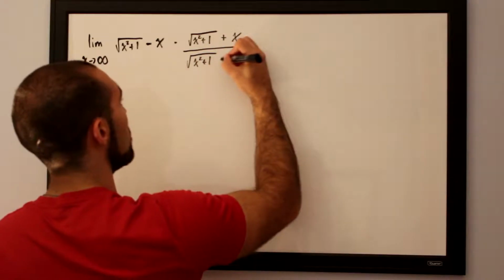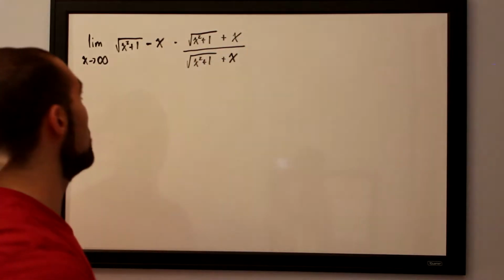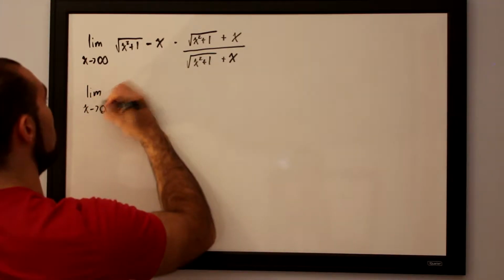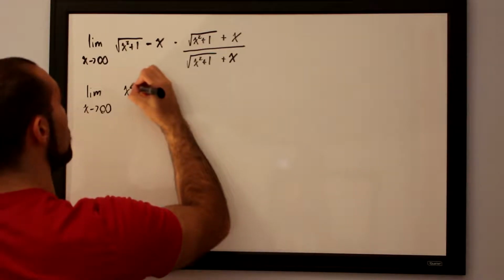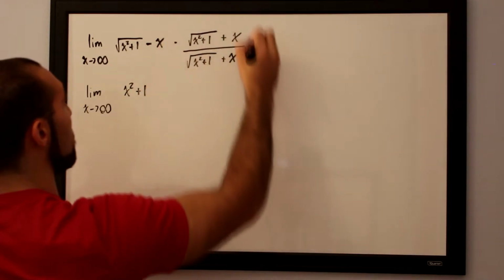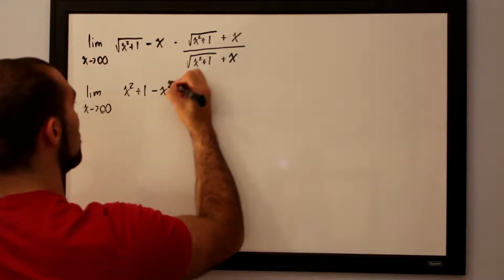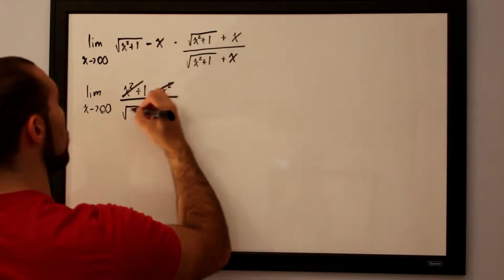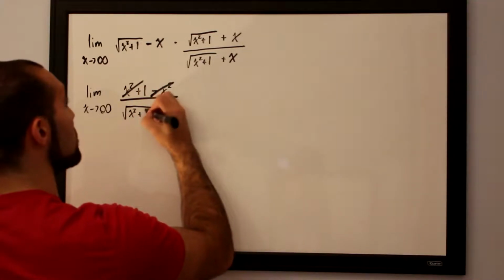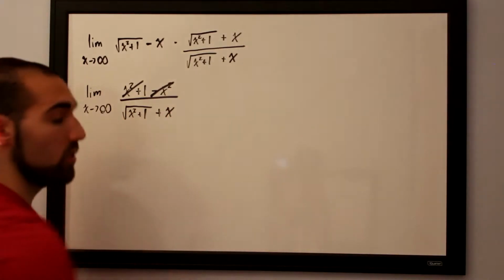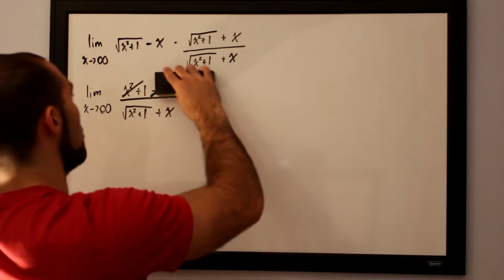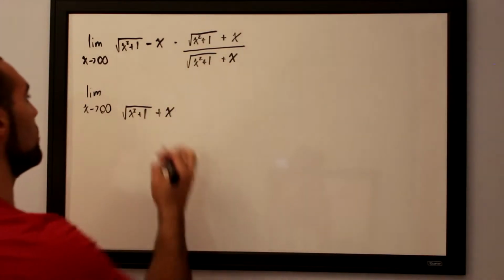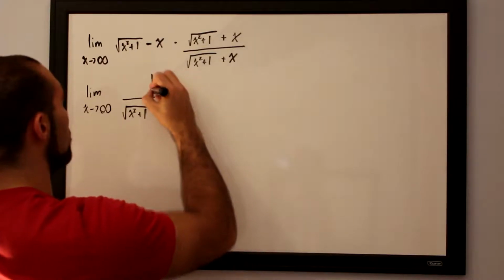The square root of x squared plus 1 plus x. This is going to leave us with the limit as x approaches infinity for x squared plus 1 minus x squared, which is simply just going to be 1, over the square root of x squared plus 1 plus x. So let's erase these x squareds over here. This is going to be simplified to just 1 over this mess right over here.